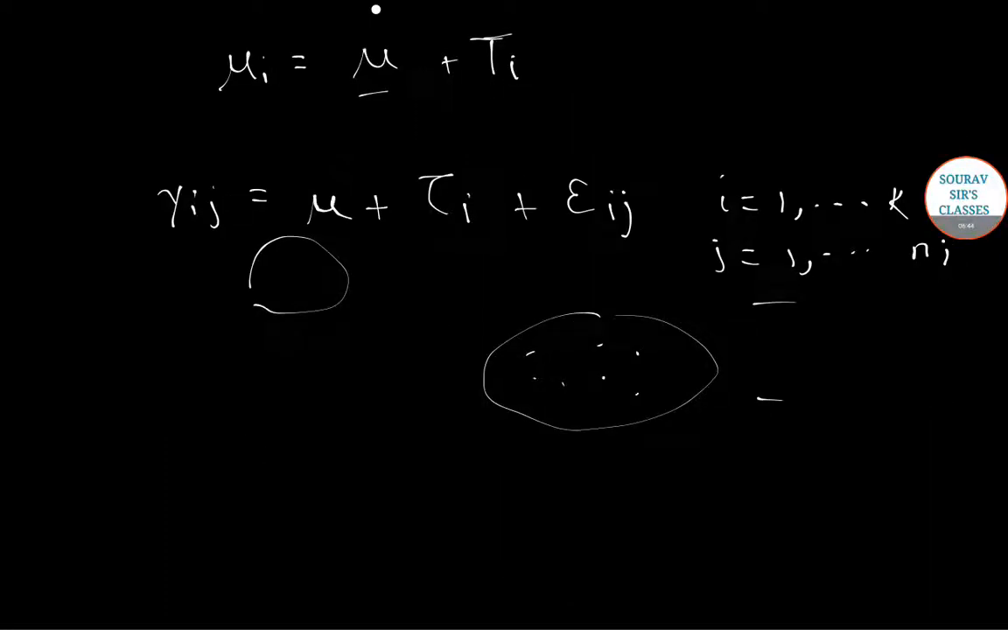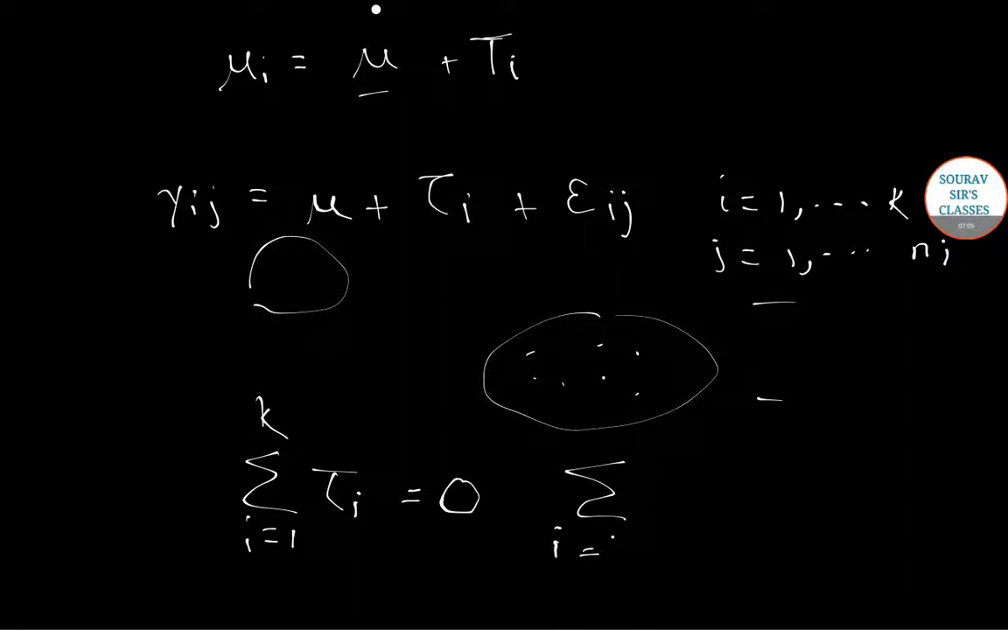If it is a fixed effects one-way Anova model, we have summation of Ti, where i runs from 1 to k, is equal to 0, or summation i is equal to 1 to k of ni Ti is equal to 0.